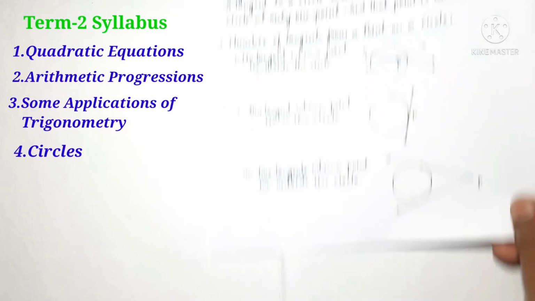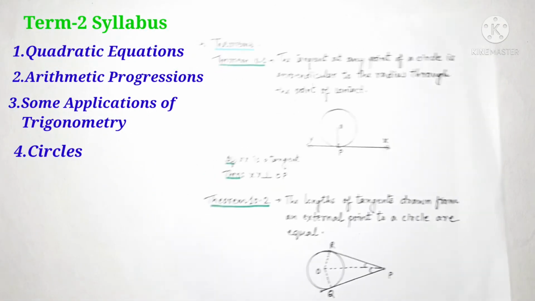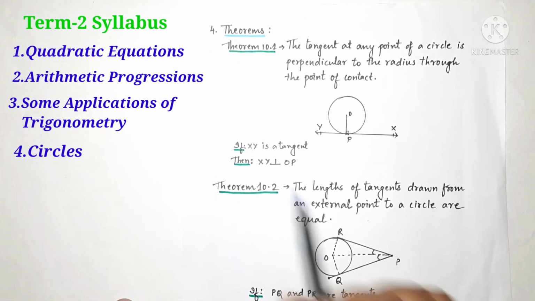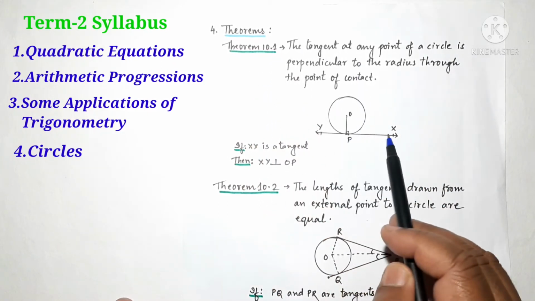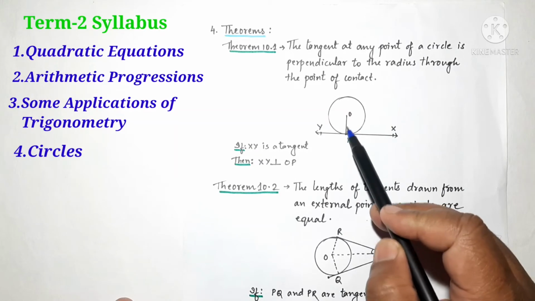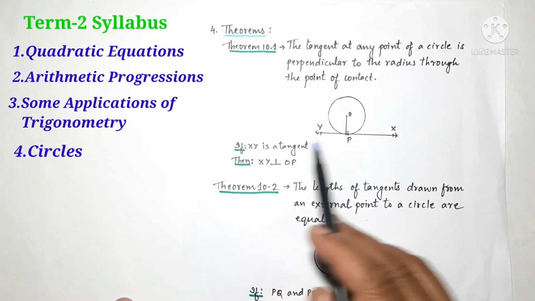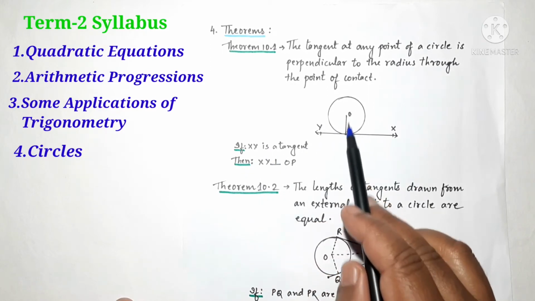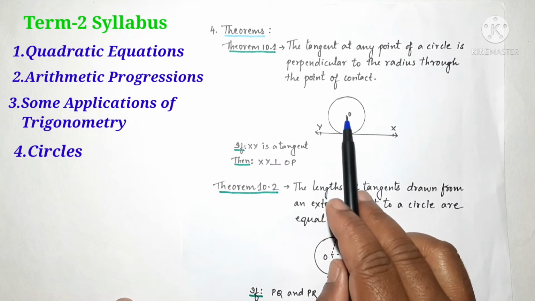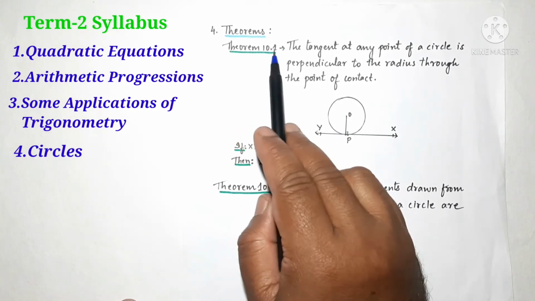Next, there are two theorems that you have to know in this chapter. The first theorem, theorem 10.1, says that the tangent at any point of the circle is perpendicular to the radius. That means if XY is a tangent, then XY is perpendicular to the radius. Here the radius is OP. So XY is perpendicular to OP. This is the first theorem.